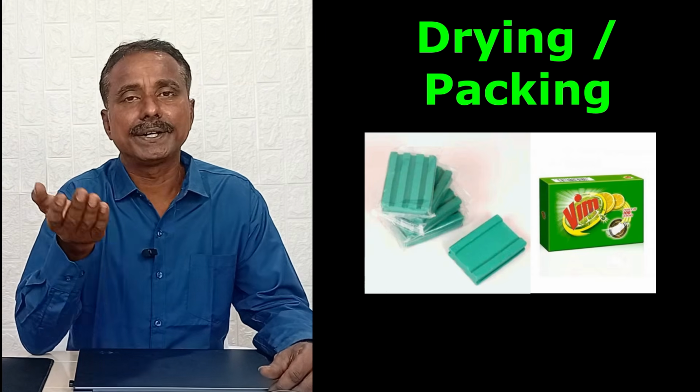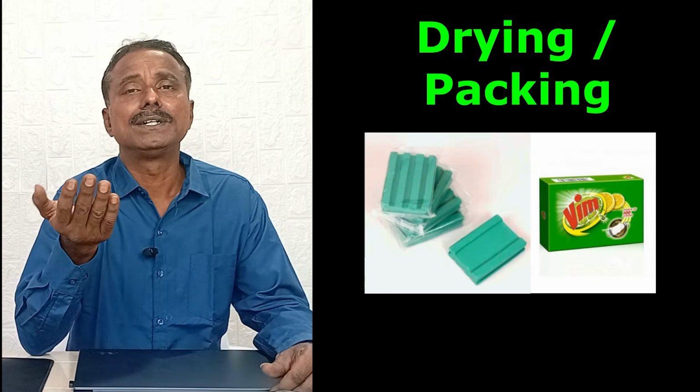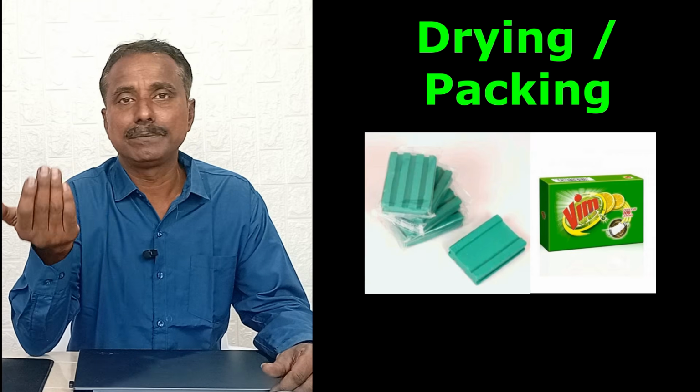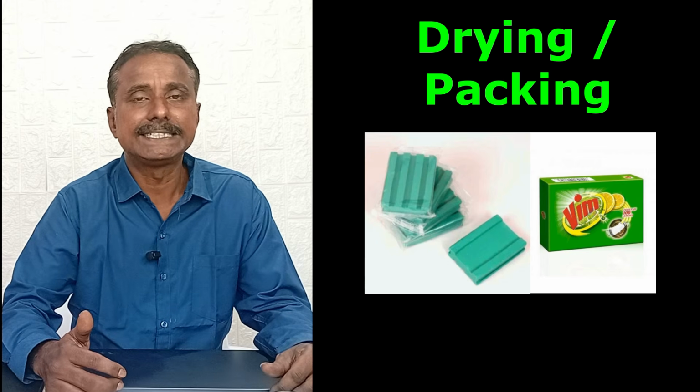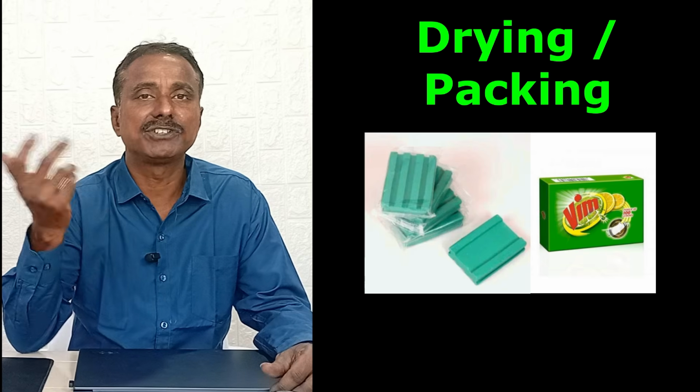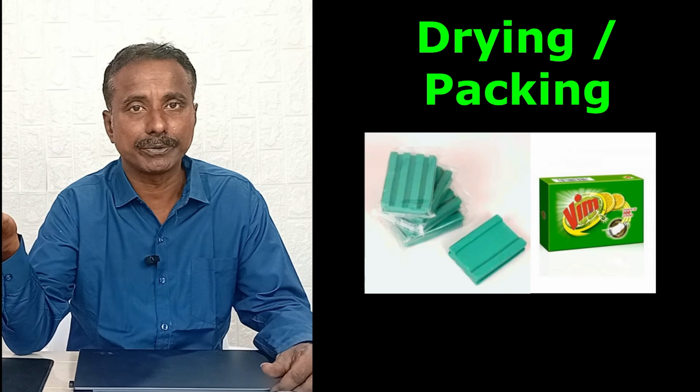After that, the drying process; air drying is advisable. Then the wrapping process and packing. So these are some of the key steps involved in the manufacturing process of dishwash bar.